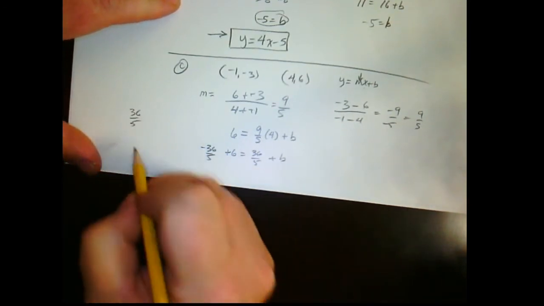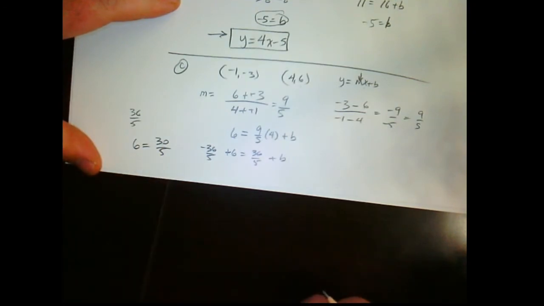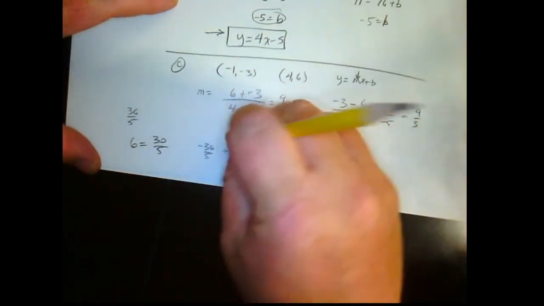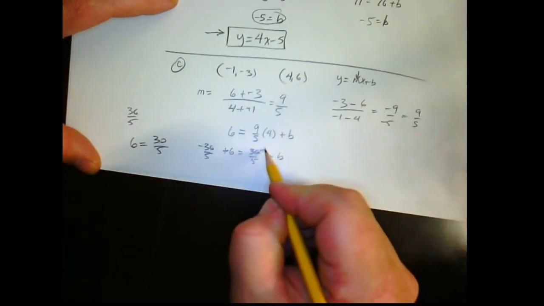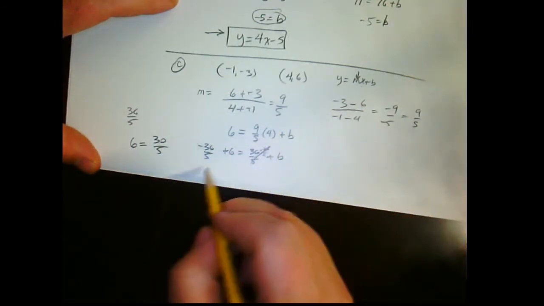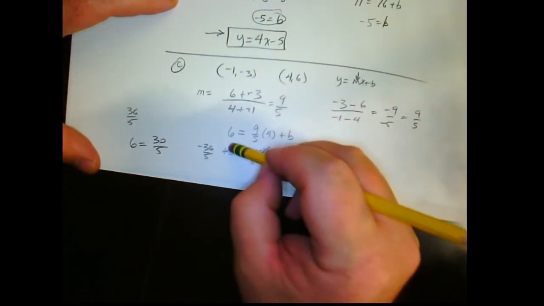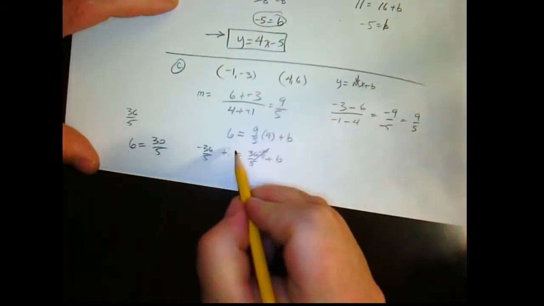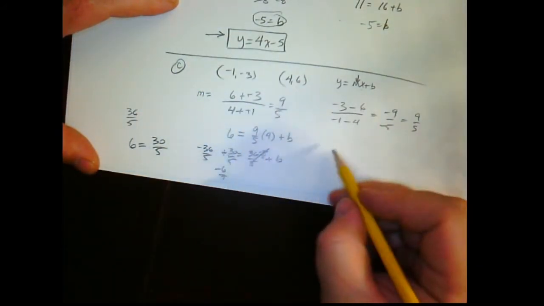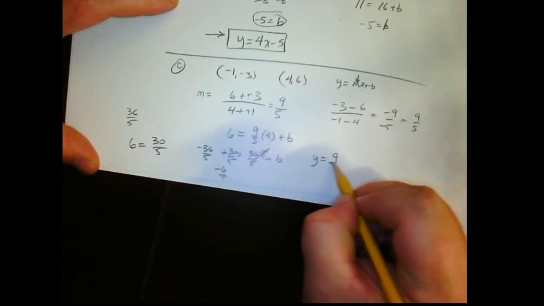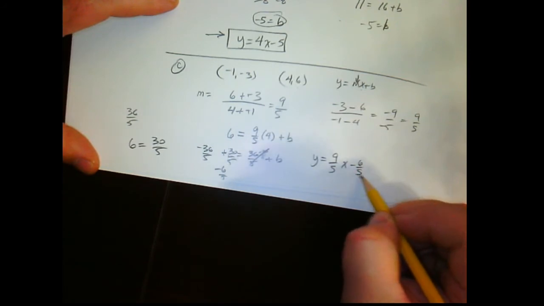Now look, would you guys agree with me that these are the same number? 30 divided by 5 is 6. And the reason that's useful is because that's this right here. So look, I'm going to subtract 36 over 5 from both sides. That makes 0 right there. I'm just going to erase that. That 6 is 30 over 5. And then I have a common denominator. Do you see? 30 over 5. So negative 6/5. So my answer is y equals 9/5 x minus 6 over 5.